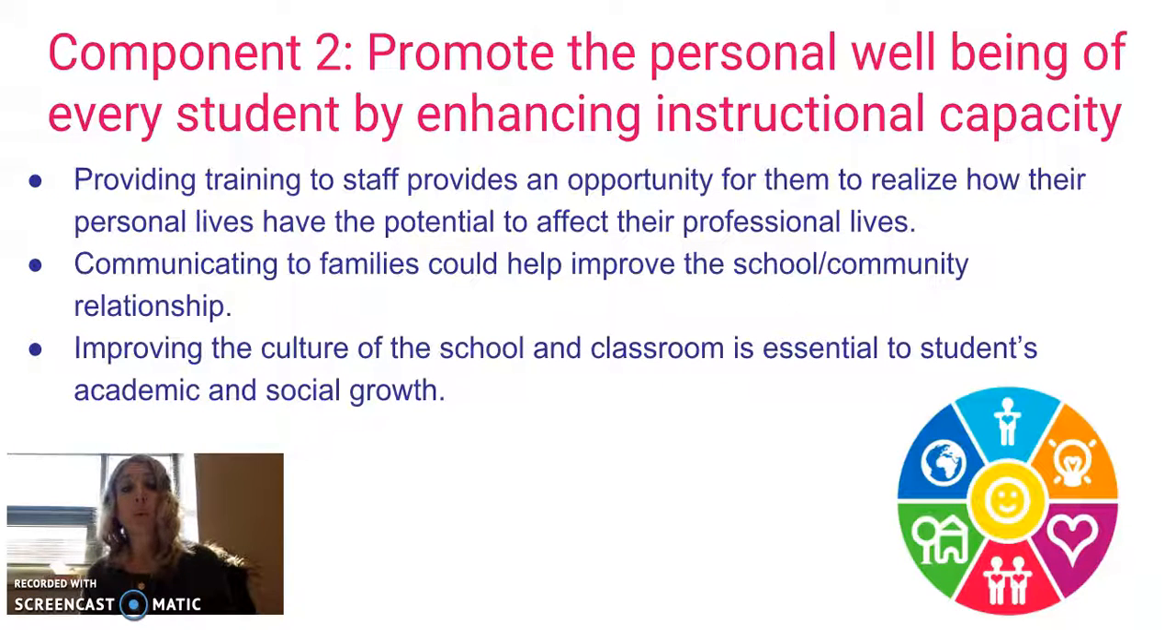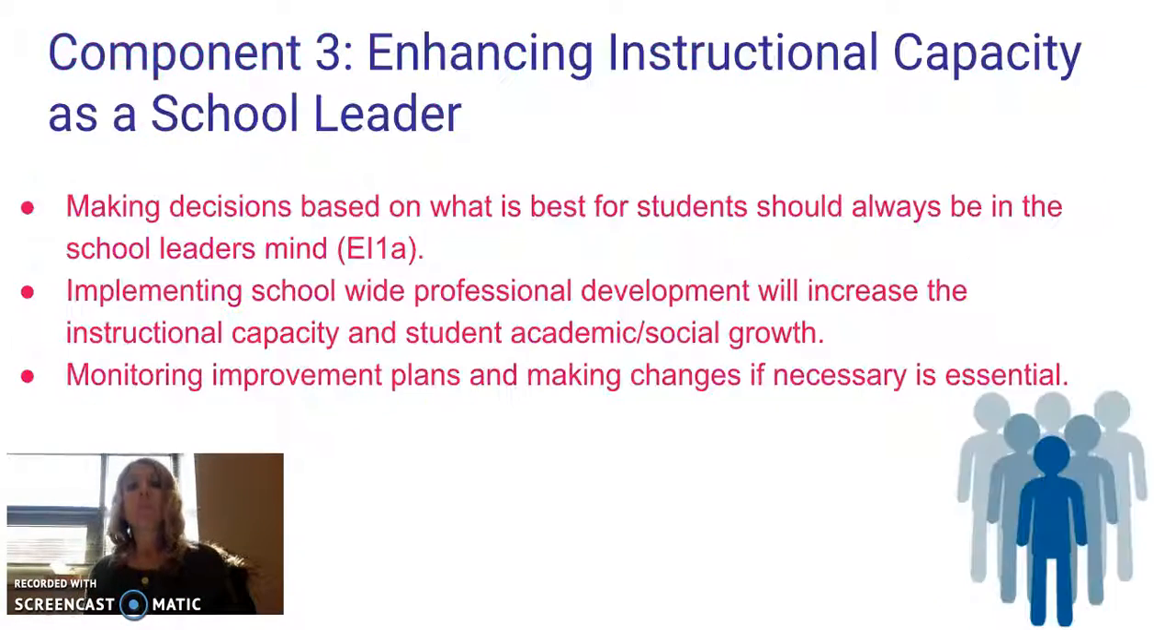When it comes to the personal well-being, providing training to staff and an opportunity for them to realize how their personal lives have the potential to affect their professional lives is huge. Communicating to families, it can strengthen that school and community relationship. And then just overall, it will improve the culture and the feel of the building and in the classrooms, which is essential to a student's academic and social growth.